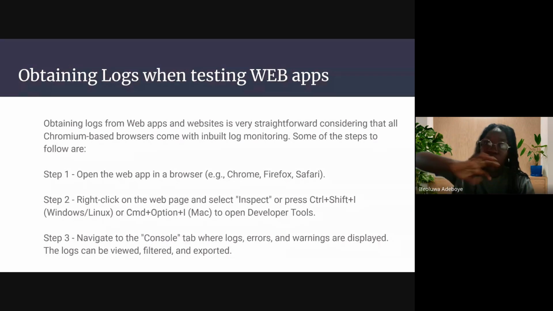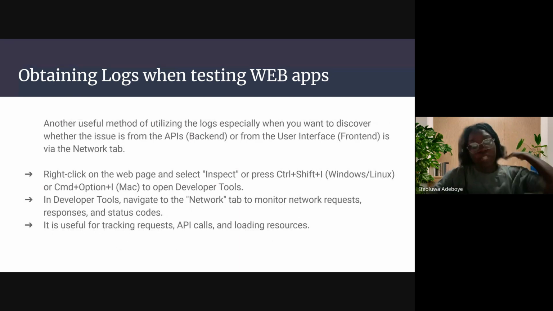Maybe you just need a particular section of the log, so you don't want to download the entire thing, right? You can just highlight it, copy it, and paste it in maybe a notepad or a document and send it to your developer, saying, oh, this is what the issue is, this is where the error is coming from. So another useful method of utilizing the logs, especially when you want to discover, like I said before, right? Sometimes your backend engineer will tell you, oh no, I've tested via Postman and it's working on Postman, and the front end, and you check the front end and it's actually not working.